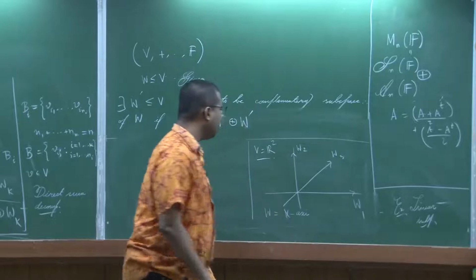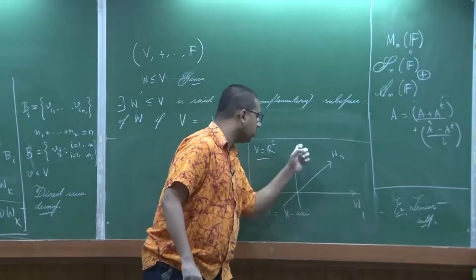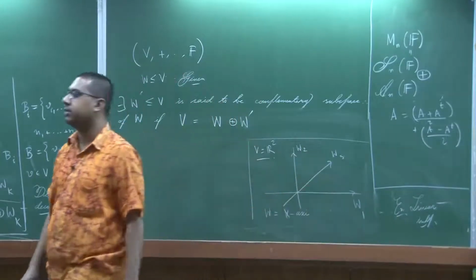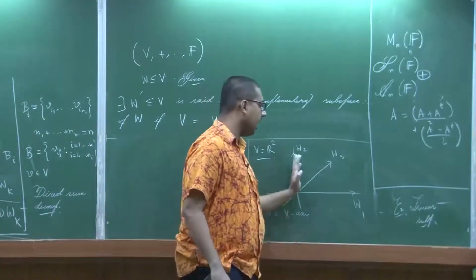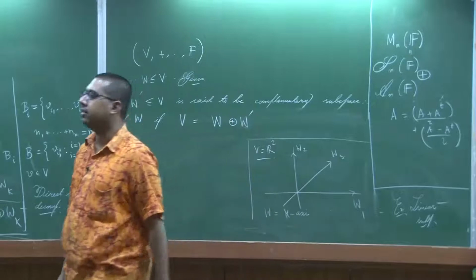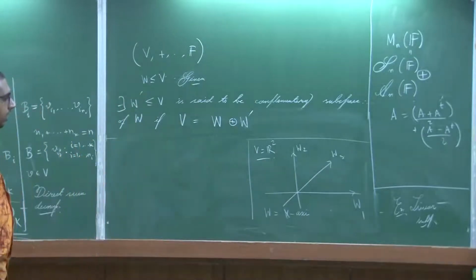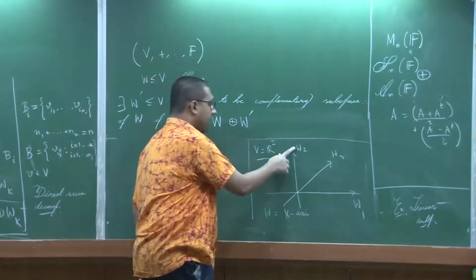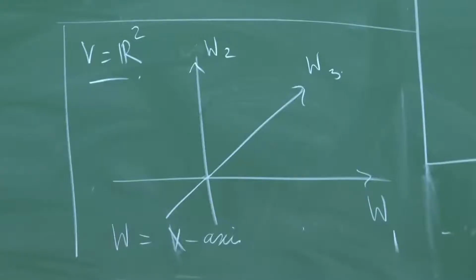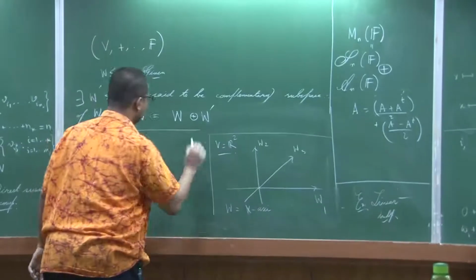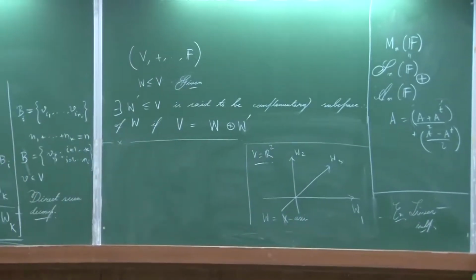It is easy to see that if both W2 and W3 are subspaces, both of them can act as the complementary subspace of W1. Okay. So, now let us come to the main point of today's lecture, and with that I will finish.